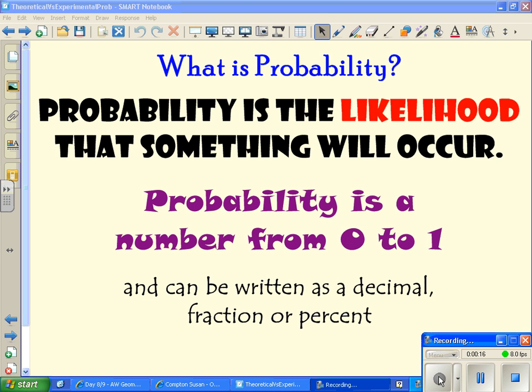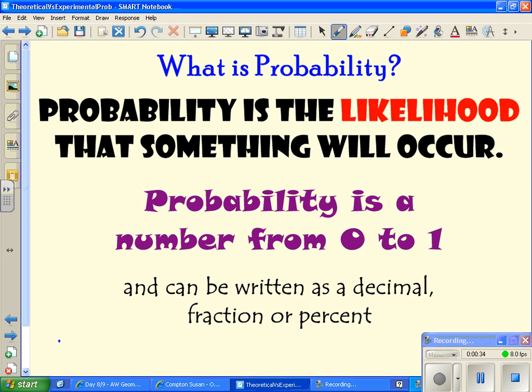The first one is probability. Probability is the likelihood that something will occur. Probability is a number from 0 to 1, and that probability can be written as a decimal, fraction, or a percent. You could write a probability as 0.5. You could write that probability as 1 over 2, or you could write that probability as 50%. Those all mean the same thing.